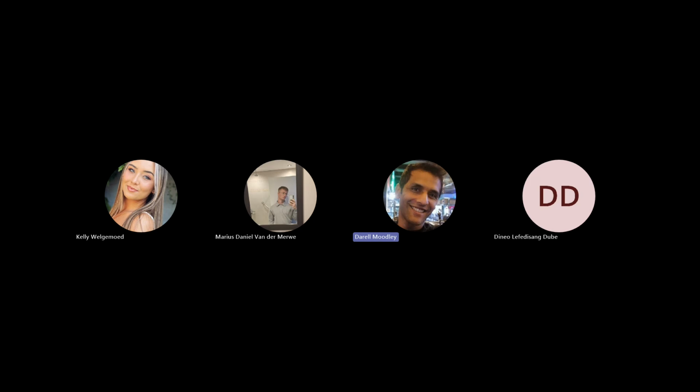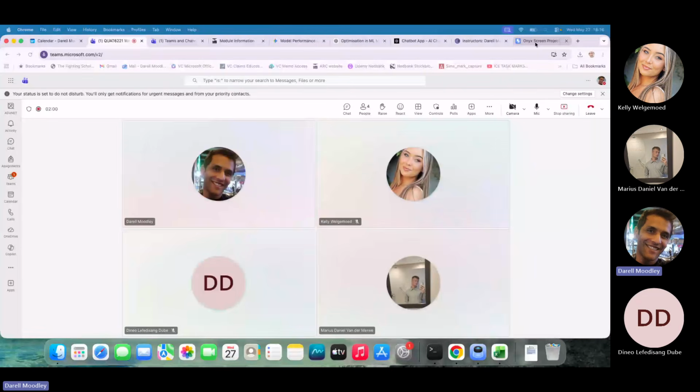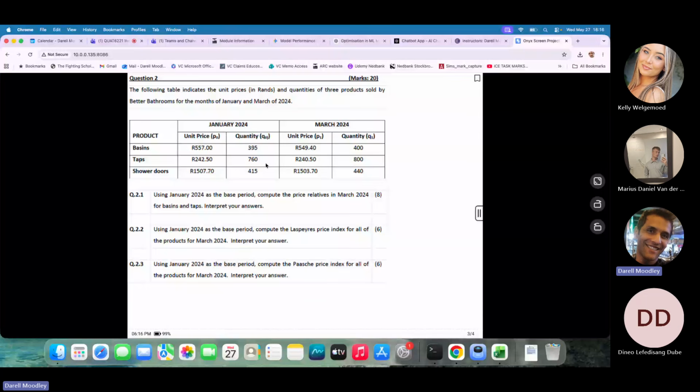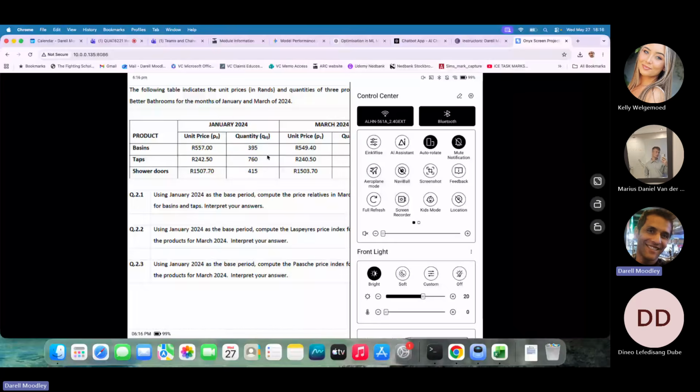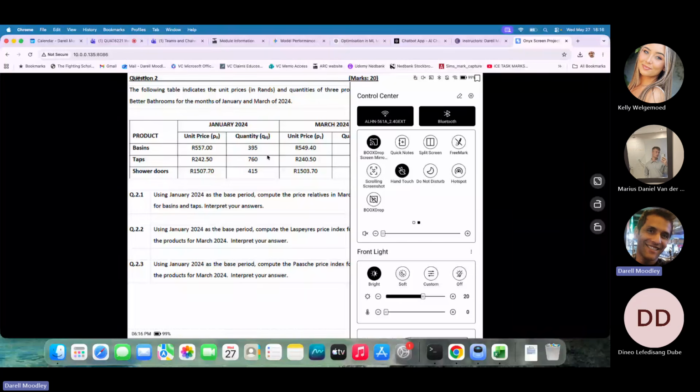All right, let's start. So the first one I want to go over is index numbers. Let me share my screen and I'll show you. These questions that I'm working through are from a past year paper. If you can't see my screen, just let me know. This is a typical kind of question on index numbers that you can expect.